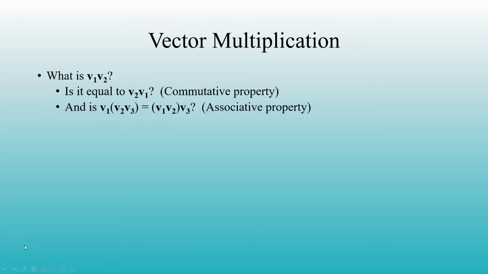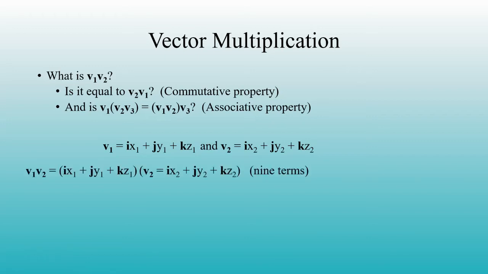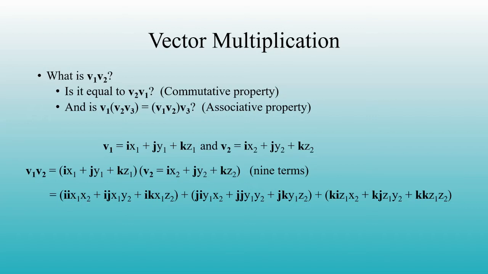Let's start out simple. What is the definition of the product of v1 times v2? Once we have this, we can determine whether vector multiplication is commutative and/or associative. Okay, here are v1 and v2. Let's multiply them together in the standard way. We get 9 terms, and here they are. Now all we have to do is to plug in the values that we've decided on for the i squared, j squared, k squared, as well as the ij and ji products.